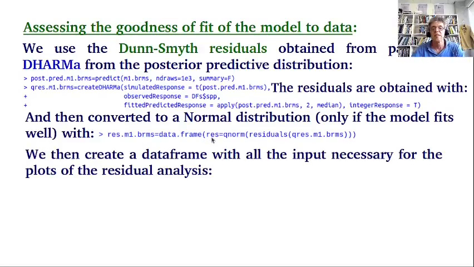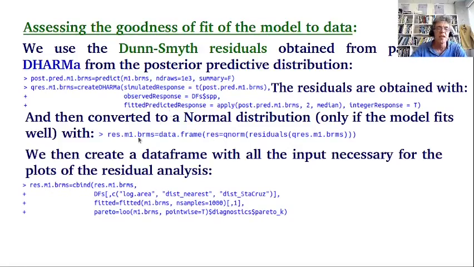We then create a data frame with all the input necessary for the plot of the residual analysis, and this input is these residuals we just obtained, the explanatory variables, the predicted values, which are shown here, and the Pareto K coefficient that tells us whether each data point has an important effect on the fitted parameters of the Bayesian GLM.